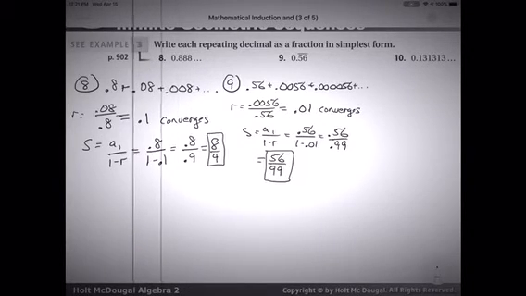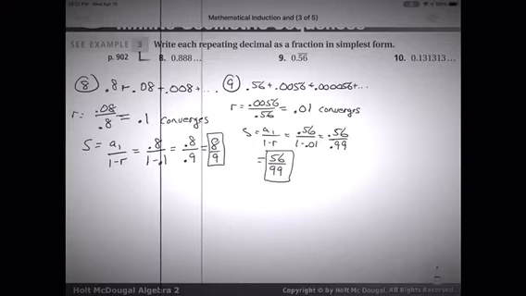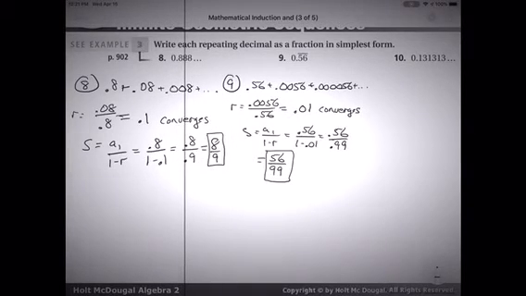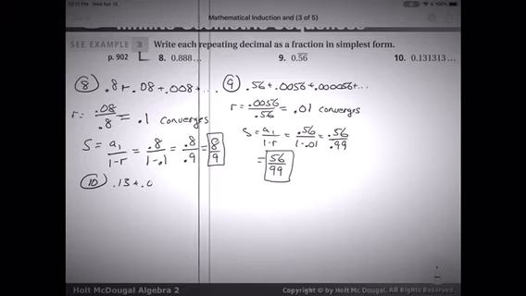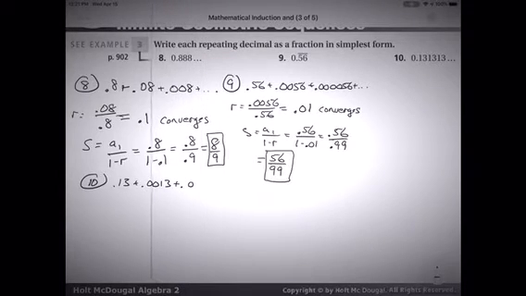Let's do number 10. Let's see, find some room for that. I think we'll do that on down here at the bottom. So it looks like 13 is repeating. So 0.13 plus 0.0013 plus 0.00013 plus dot, dot, dot. Okay, so let's get our r value. That's going to be 0.0013 divided by 0.13.